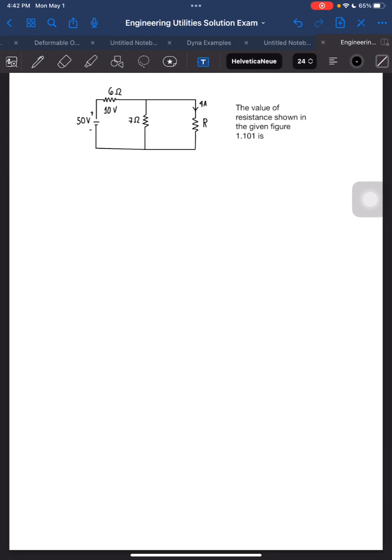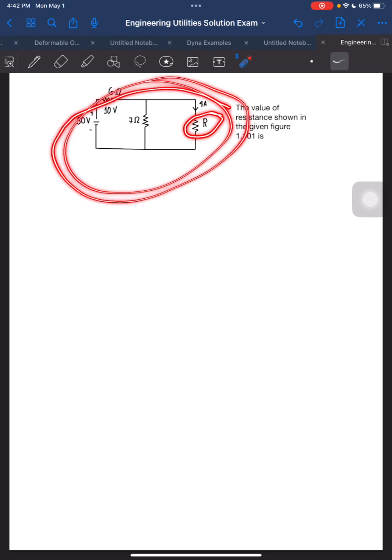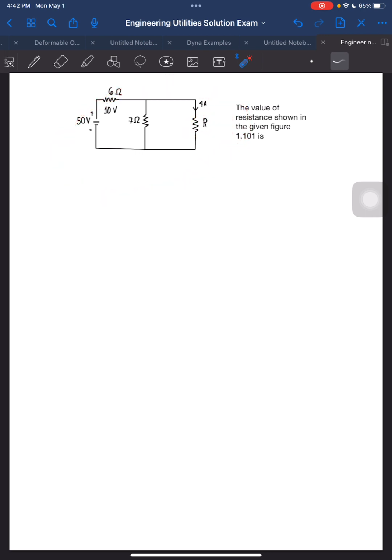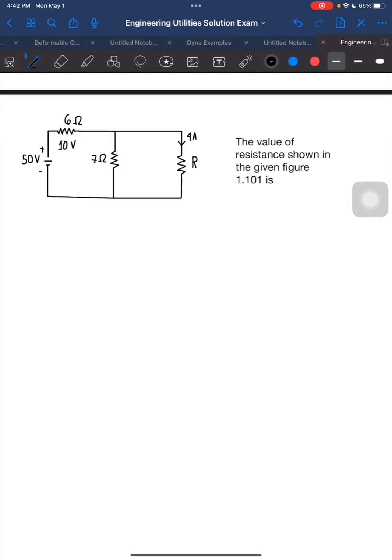Next problem. The value of resistance shown in the given figure 1.01 is, so ito yung hinahanap, R. R dito daw sa figure na ito. So, paano natin masasolve dyan? Ilagay muna natin yung mga kailangan. Ito ang ating magiging loop 1. Ito yung ating magiging voltage 1. Ito ay yung V2.